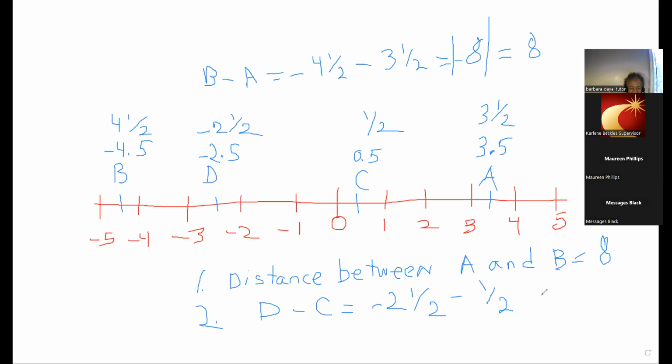All right, so minus 2.5 minus 1/2. What does that equal to, Maureen? Plus or minus? Minus 3.